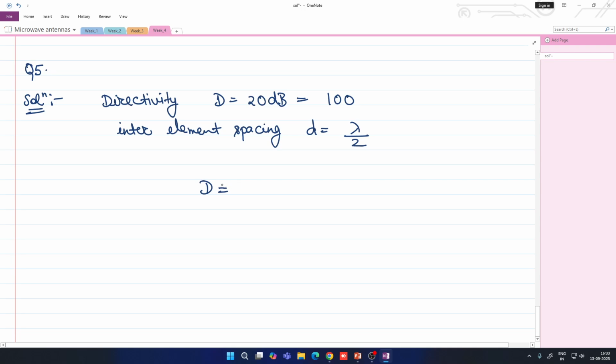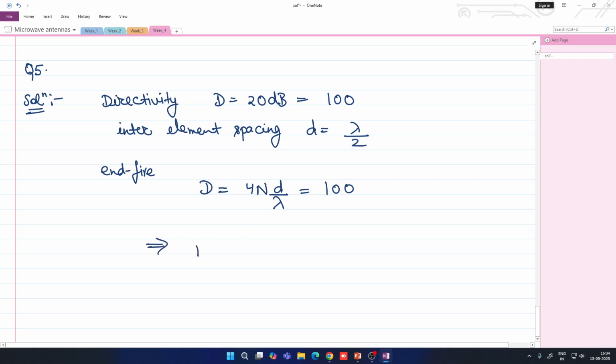So the directivity for an end-fire linear array is given by 4nd by lambda, and it's equal to 100. And now in the problem we have to find n, which is the number of elements.